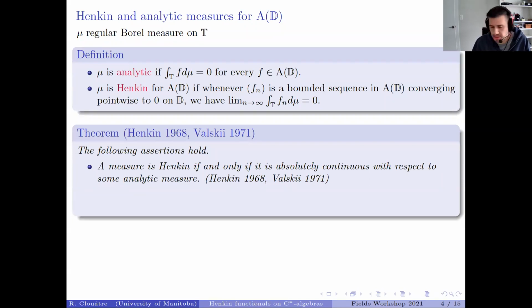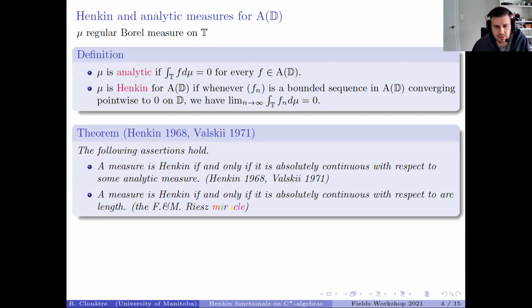Now, this may not be entirely satisfactory, right? Because it seems that you're just moving the problem around. Now you're left to try to understand what an analytic measure is. But there's a bit of a miracle that occurs at this point, which I would like to call the F. and M. Riesz miracle. And it turns out that actually this is quite a big restriction. Okay, so if you combine this Henkin and Valskii statement with the classical F. and M. Riesz theorem about analytic measures, you get a more familiar statement, perhaps, which says that a measure is Henkin if and only if it is absolutely continuous with respect to arc length measure on the circle.